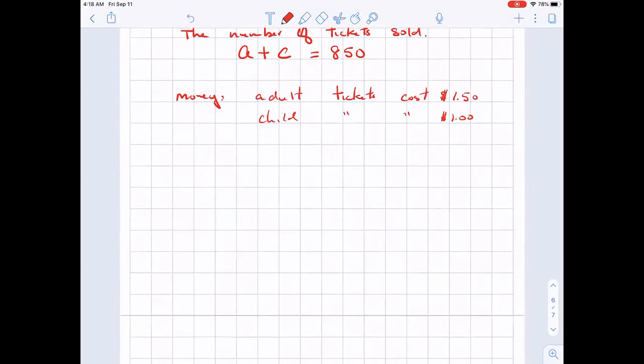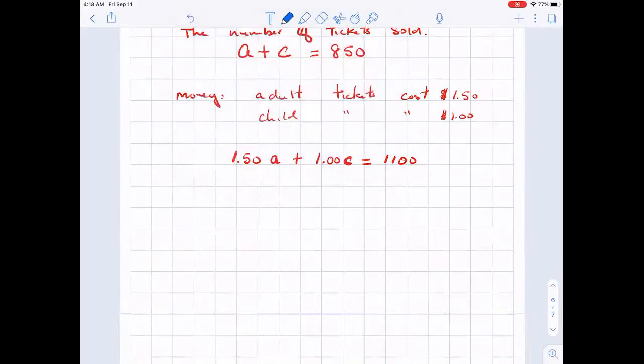So we don't know how many adult tickets we sold. So this becomes 1.50 times the amount of adult tickets plus 1.00 times the number of children tickets, which we call C. That brought in a total of $1,100. Okay? So we have two equations.